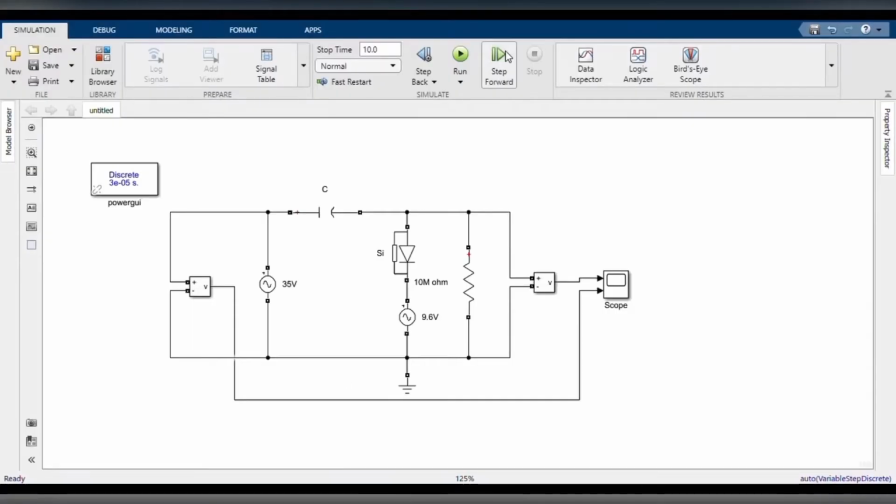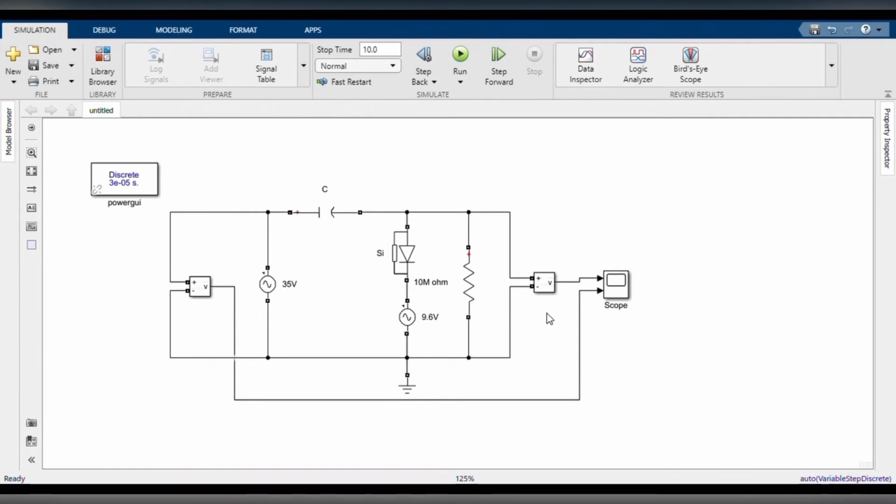Here is a design of our clamper. It has a capacitor connected directly from input to output with resistive element in parallel with the output signal. The diode is also parallel with the output signal, which has a series DC supply as an added element. For our circuit design, we use 35 volt of Vin, 1 microfarad of capacitor, a silicon diode in series with 9.6 volt DC supply, and 10 mega ohm of resistor connected in parallel.